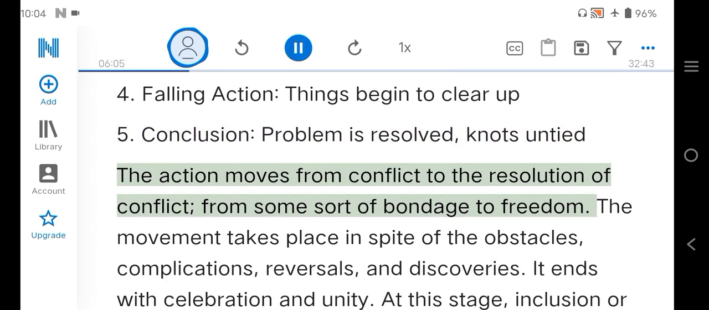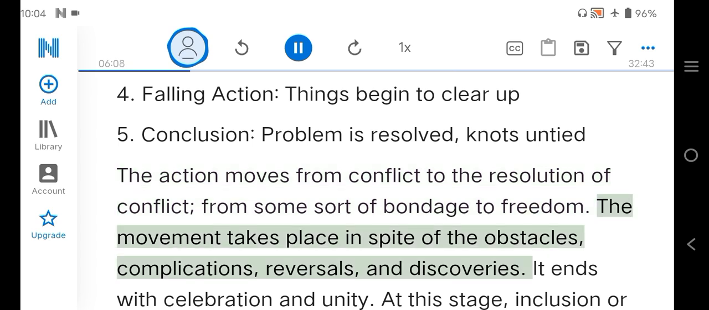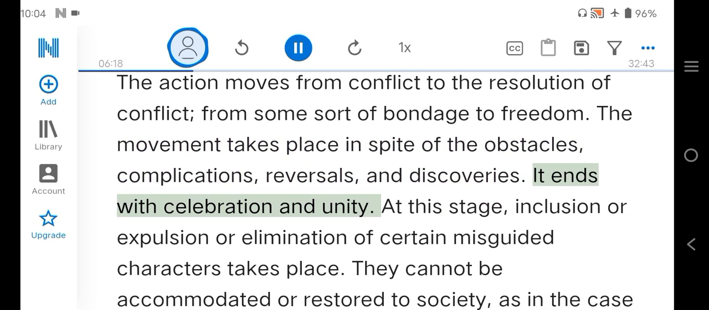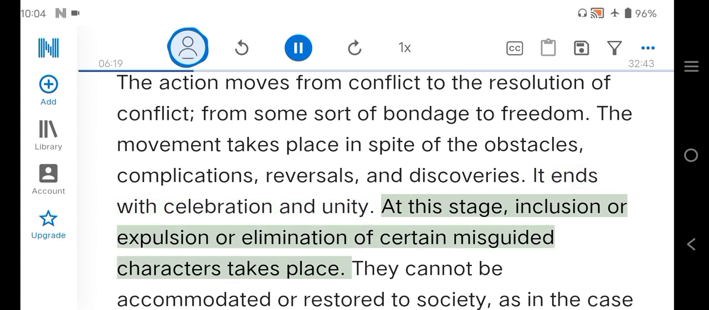The action moves from conflict to the resolution of conflict, from some sort of bondage to freedom. The movement takes place in spite of the obstacles, complications, reversals, and discoveries. It ends with celebration and unity.